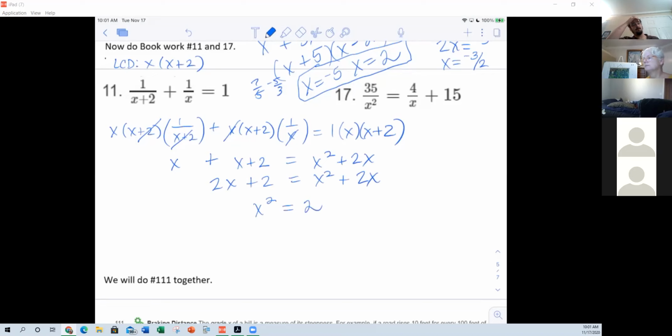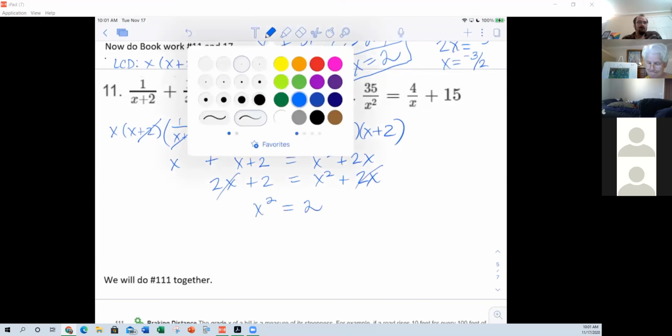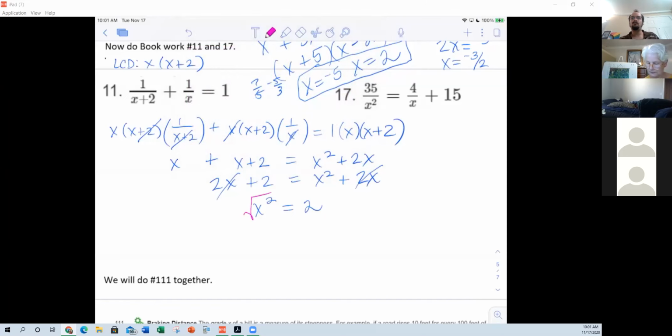And then what would I do? You would square root it? Right. And don't forget plus or minus. So our solution would be x equals plus or minus the square root of 2.